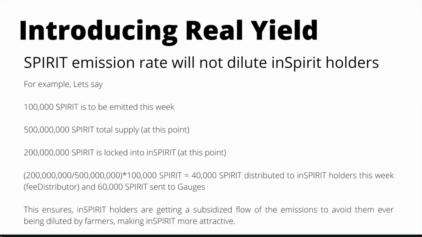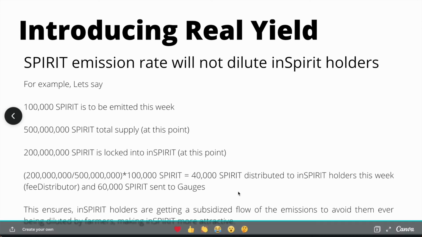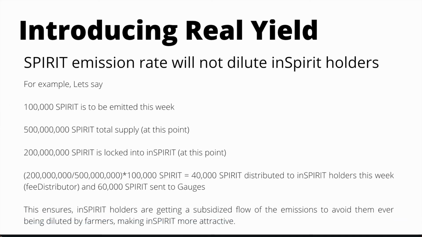Now the next thing is real yield. This real yield model makes taking part in inSpirit even more attractive, because right now when there is Spirit emission, it will dilute the inSpirit holders. In V2, inSpirit holders will not be diluted. Now let's say for example, there is 100k of Spirit to be emitted this week, and there are 500 million Spirit in total supply, and 200 million Spirit is locked in inSpirit. So doing a calculation, 40,000 Spirit will be distributed to inSpirit holders this week. This ensures that the inSpirit holders are getting a subsidized flow of the emission, to prevent them from being diluted by farmers and making inSpirit even more attractive.